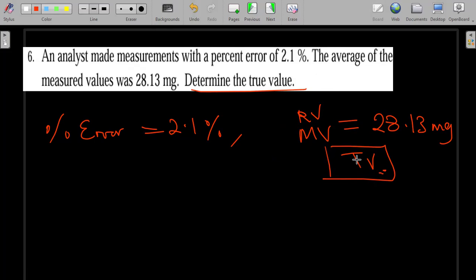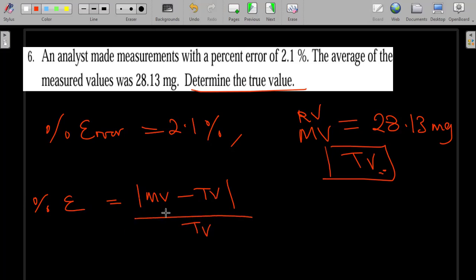So how can we find it? We just use the formula for percentage error. We know that percentage error is equal to the measured value minus the true value, and then you get the modulus of this. So it doesn't matter if it gives you a negative or a positive, it will still be positive because we have a modulus, and then divided by the true value. This is the formula for the percentage error.